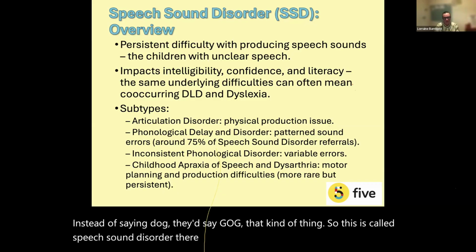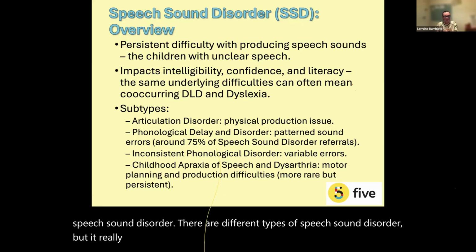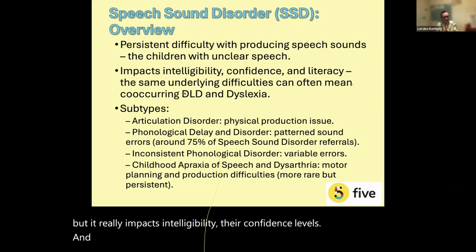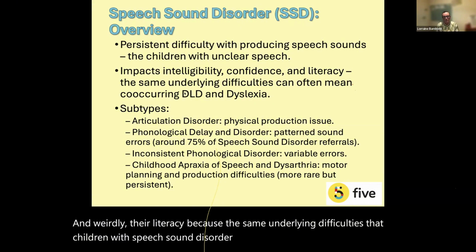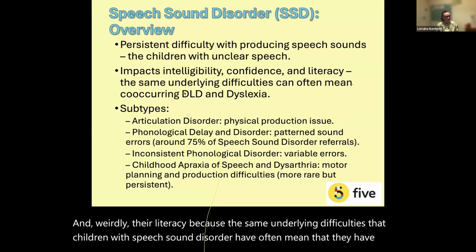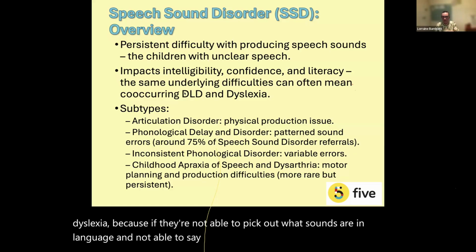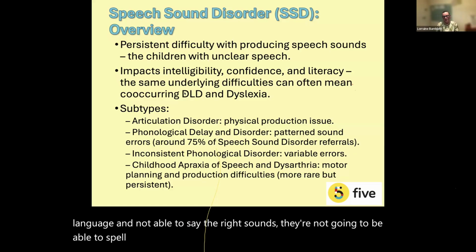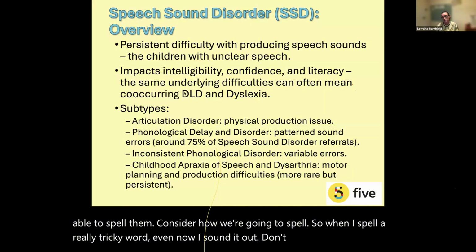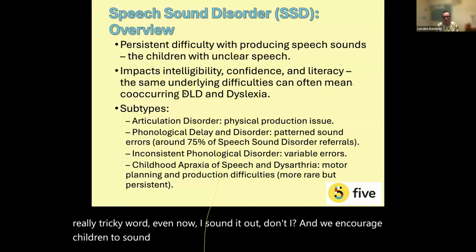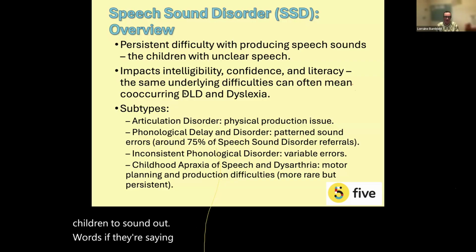There are different types of speech sound disorder, but it really impacts intelligibility, their confidence levels, and weirdly, their literacy, because the same underlying difficulties that children with speech sound disorder have often mean that they have dyslexia. If they're not able to pick out what sounds are in language and not able to say the right sounds, they're not going to be able to spell them. Consider how we spell. When I spell a really tricky word, even now, I sound it out, don't I? And we encourage children to sound out words. If they're saying them incorrectly, they're always going to spell them incorrectly.